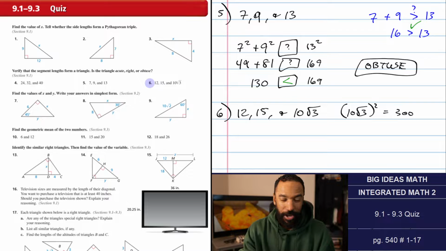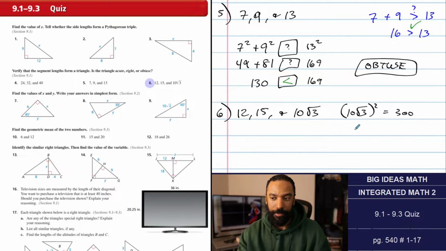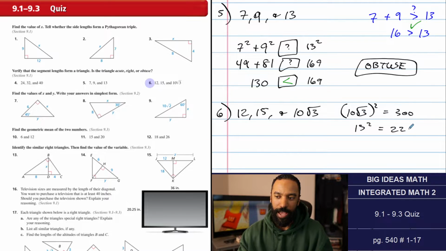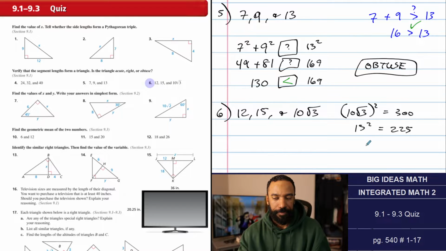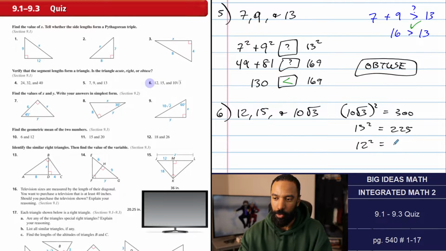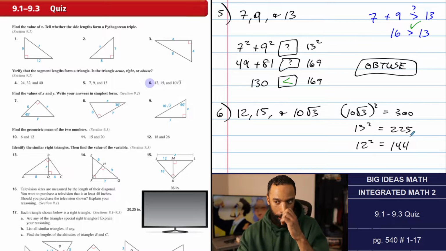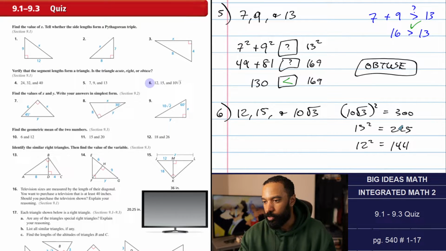Probably going to sound a little stuffy. Sorry. But anyway, 10 root 3 squared is 300. 15 squared is 225. So, all right, this one's the bigger number. And 12 squared, just to, we're going to do these anyway, is 144. So let's do our a squared plus b squared equals c squared right now.